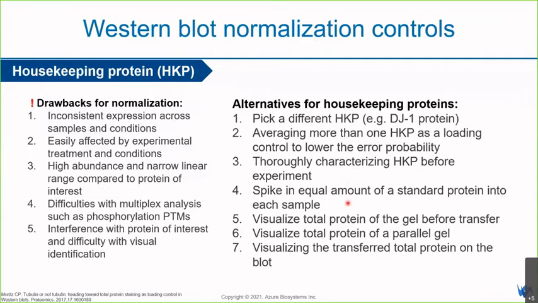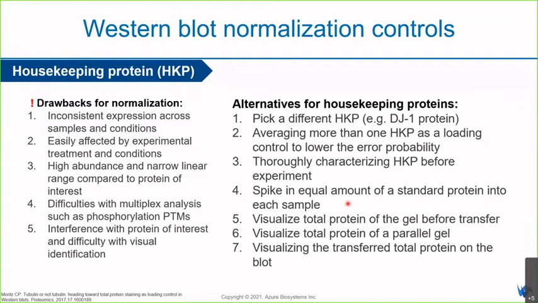Then how about spiking in equal amounts of a standard protein into each sample, like how we did in quantitative RNA analysis? You can do that as well, but it will have the same problem as choosing a new housekeeping protein, like the time and cost taken is also quite lengthy. And now because you are adding one more factor inside a Western blot.